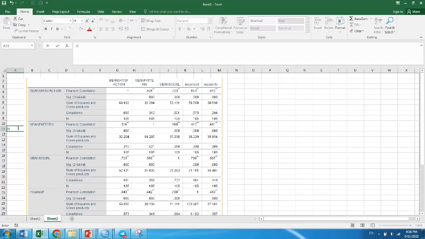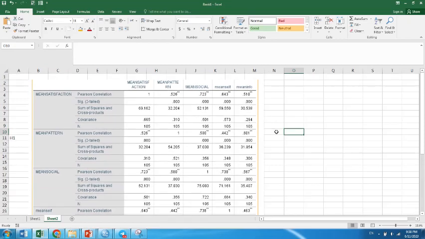Let's make it bigger. This is H1. First, look at the R. R is 0.526. P is 0.000. Where is P? The word Sig here. So this is H1. What does it mean? Look at the direction of the R. It is positive, right? It also means that it is a positive relationship. Significant. It has a relationship.